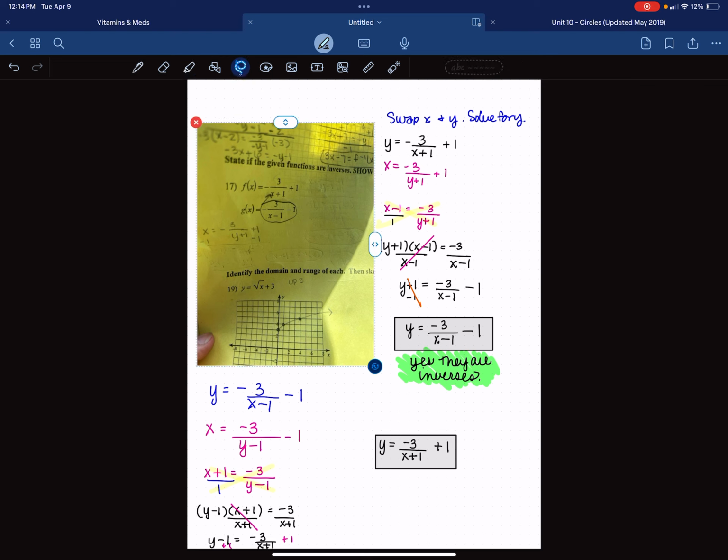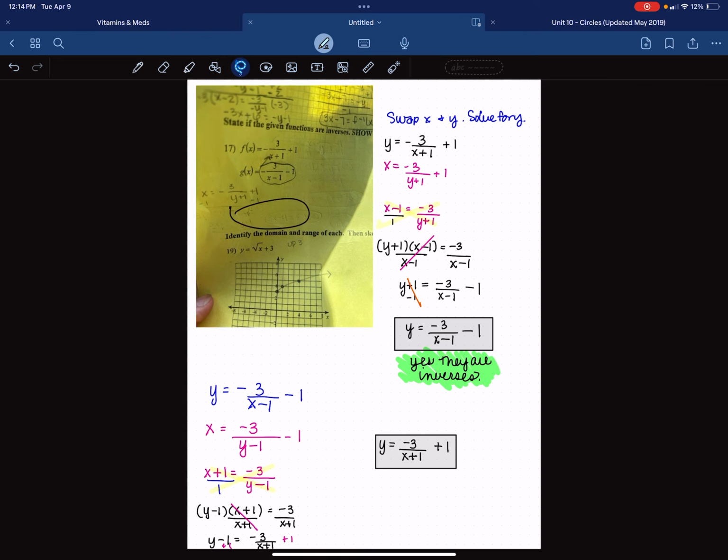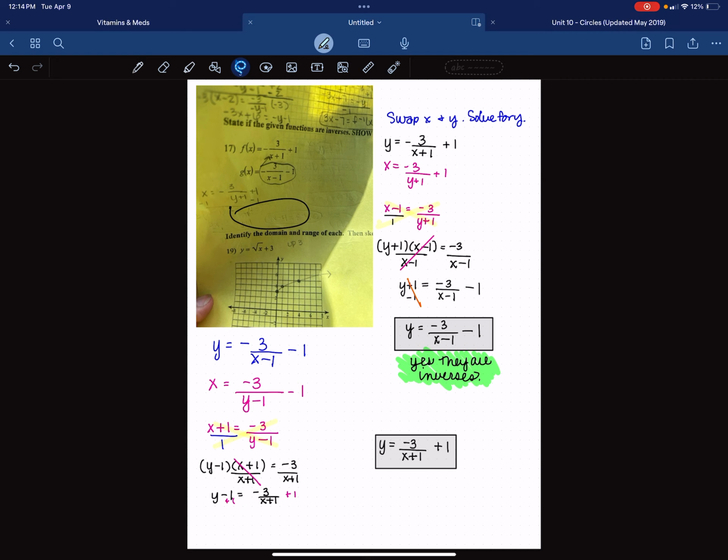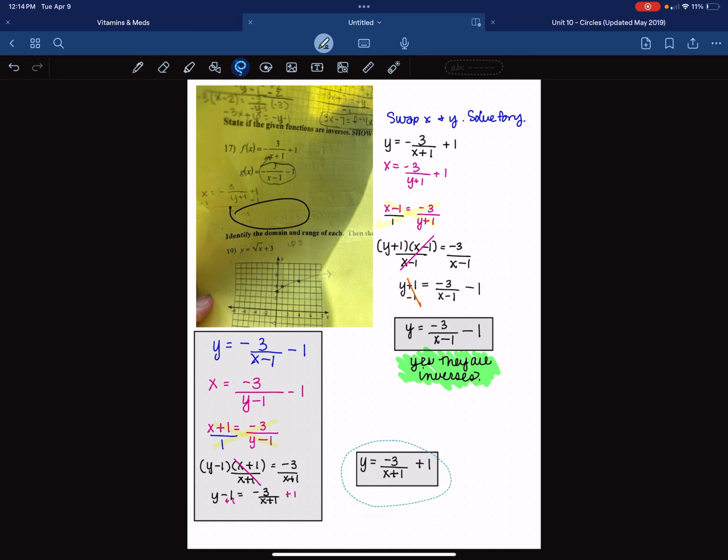Okay, so let me move this around and make it a little bit neater for you. Okay, so yes, they're inverses.